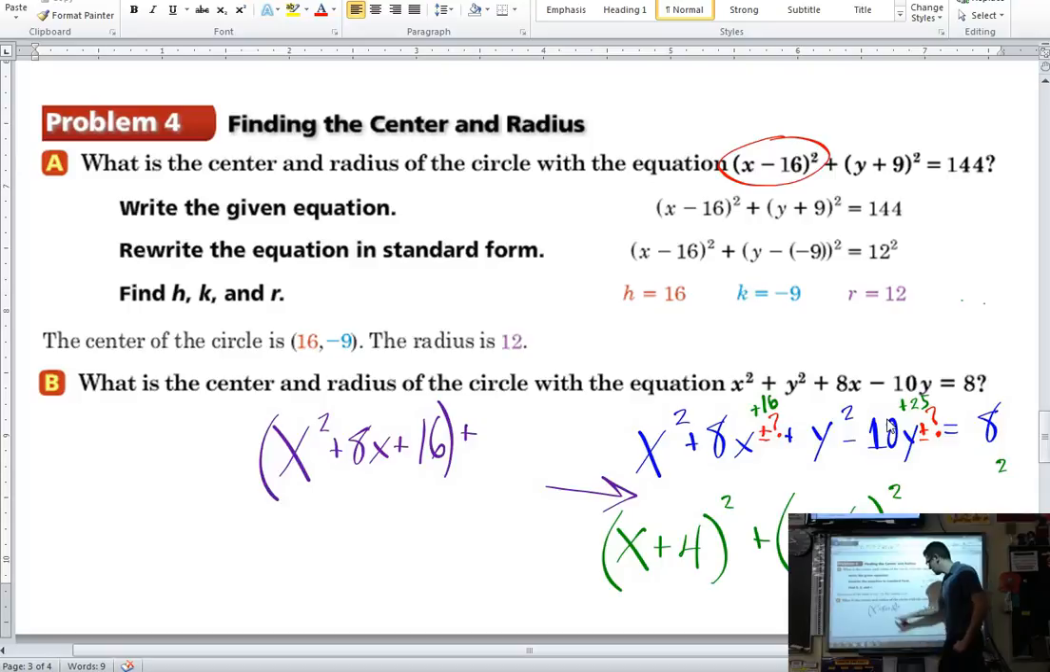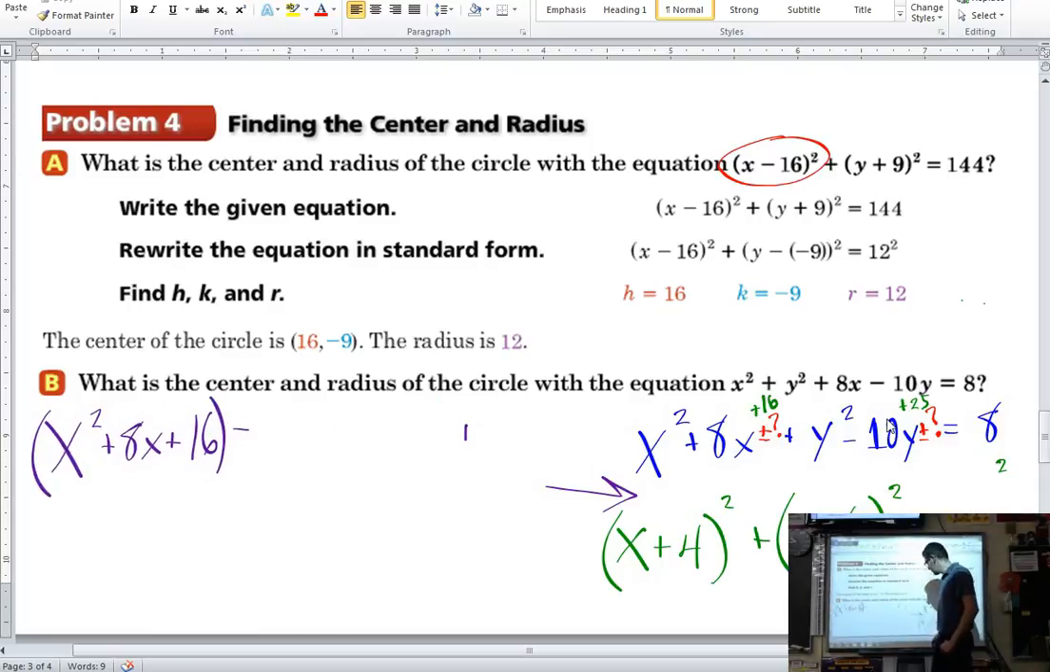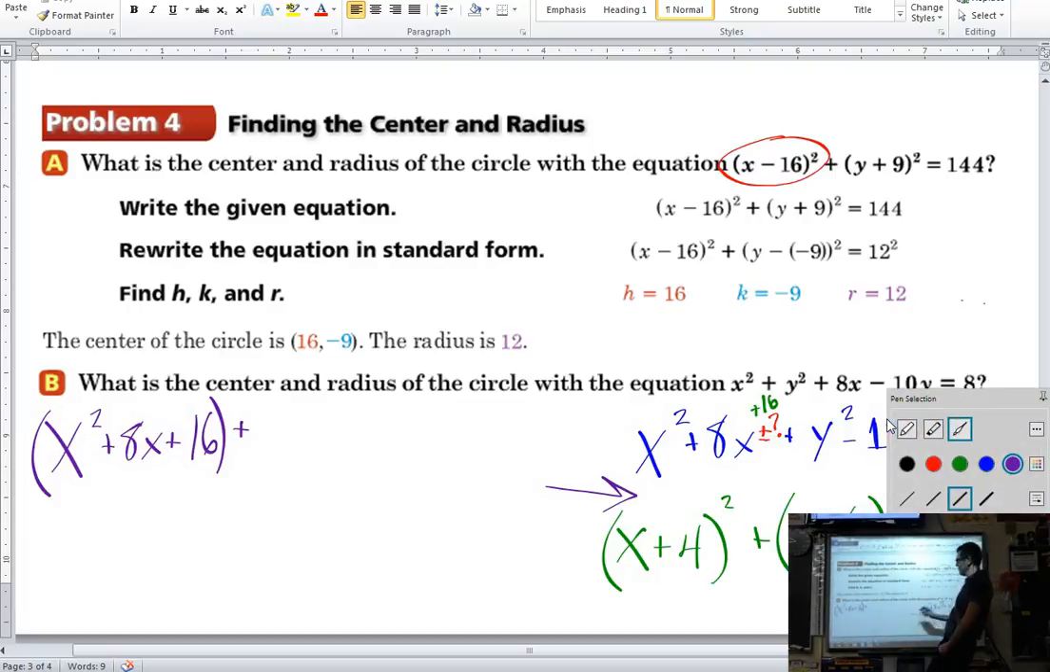Plus y squared minus 10y. Sorry. I hate that. I'm a color specific person. I like colors to represent things. Why'd you say 10y?